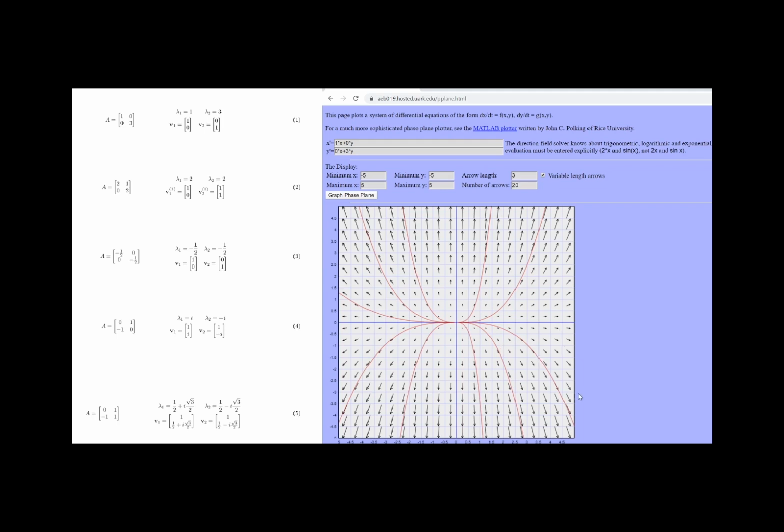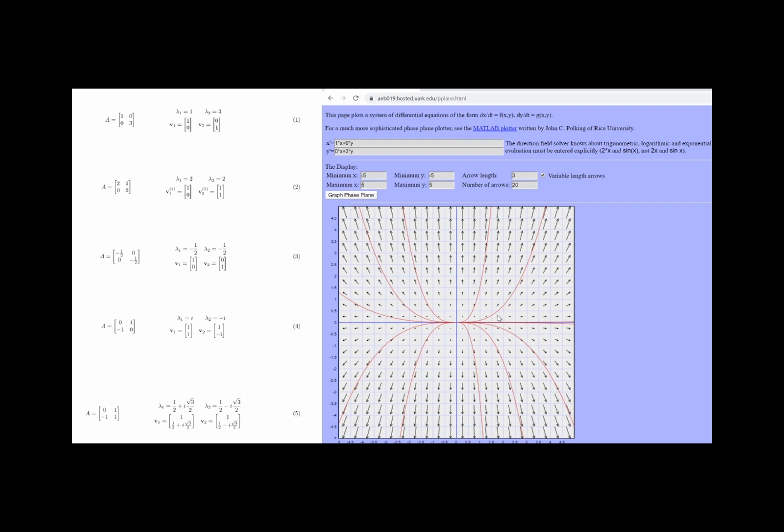Let's take a look at the eigenvalues and the eigenvectors and see what that tells us. So we have two eigenvalues, 1 and 3. They're both positive. They're both real. The eigenvector for eigenvalue 1 is (1, 0). (1, 0), of course, is along the x-axis. So if you click there, you can see I basically stay along the x-axis.